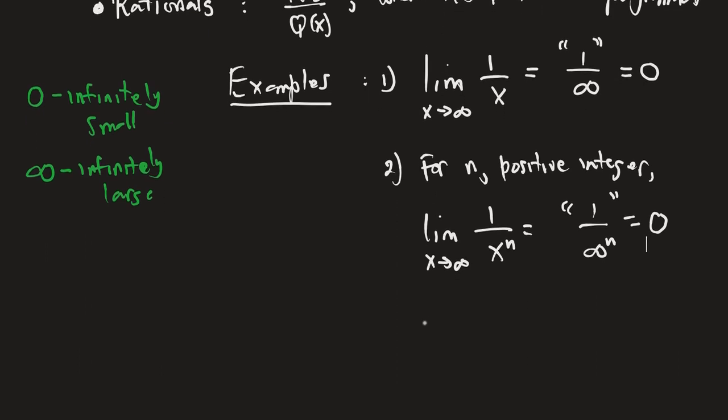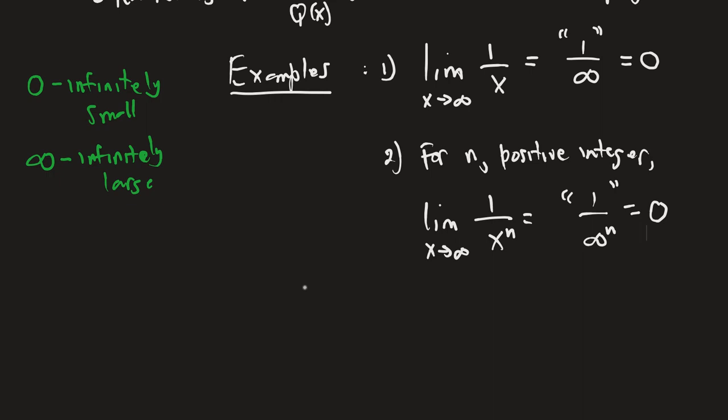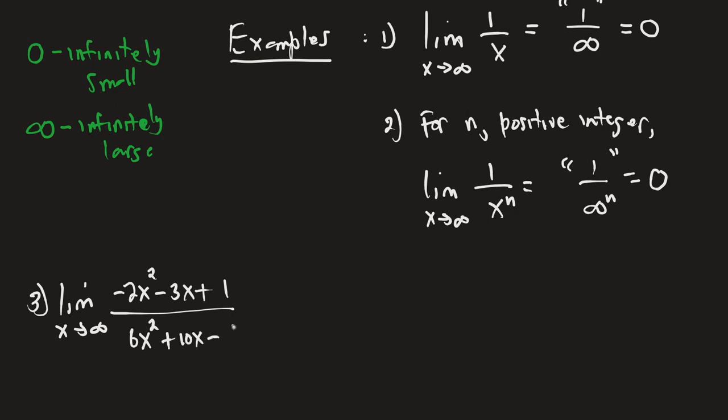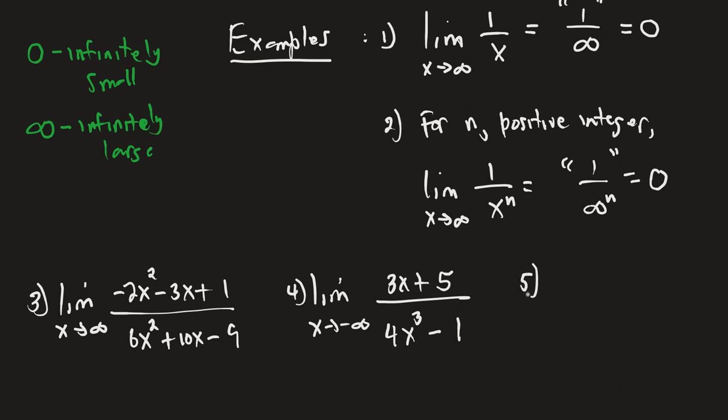Okay, so keep those two in mind, and let's take a look at 3 more examples of these, and in fact I'm just going to have them side by side in this line. Example 3, we'll have the limit as x approaches infinity of negative 2x squared minus 3x plus 1 over 6x squared plus 10x minus 9. Example 4 will be the limit as x approaches negative infinity of 3x plus 5 over 4x cubed minus 1. And our fifth one, the limit as x approaches positive infinity this time of x squared minus x minus 1 over 100x plus 9.